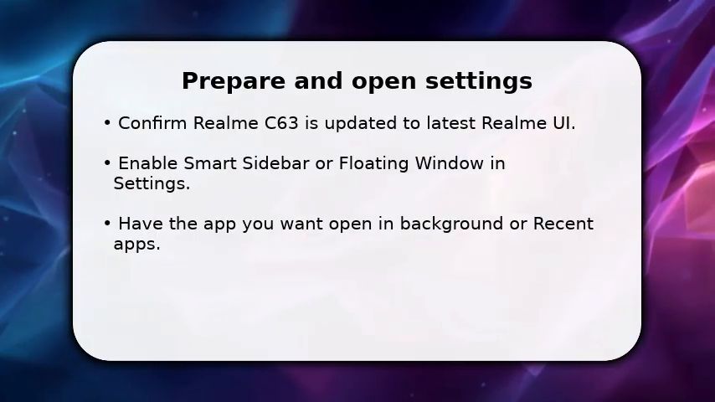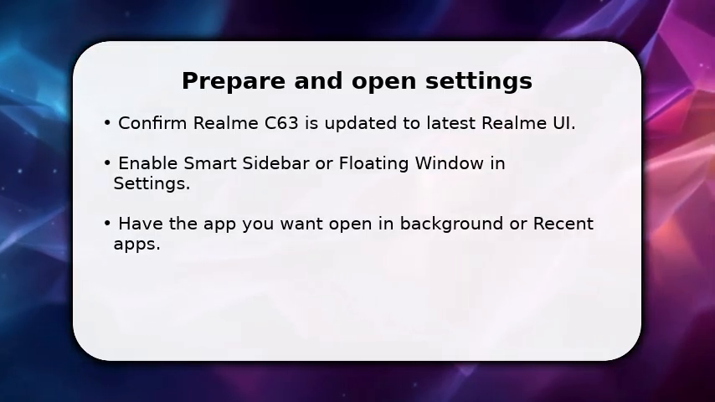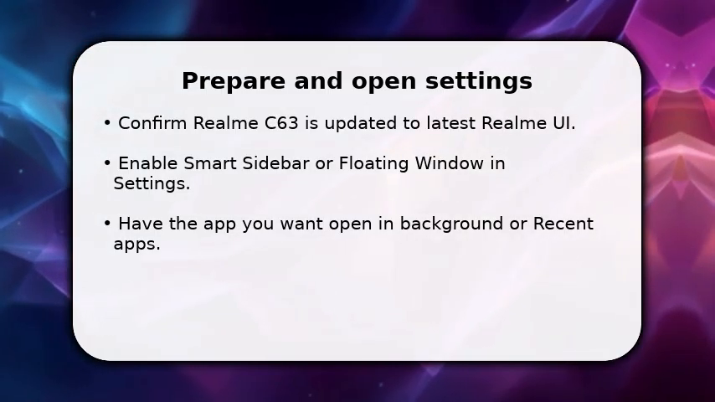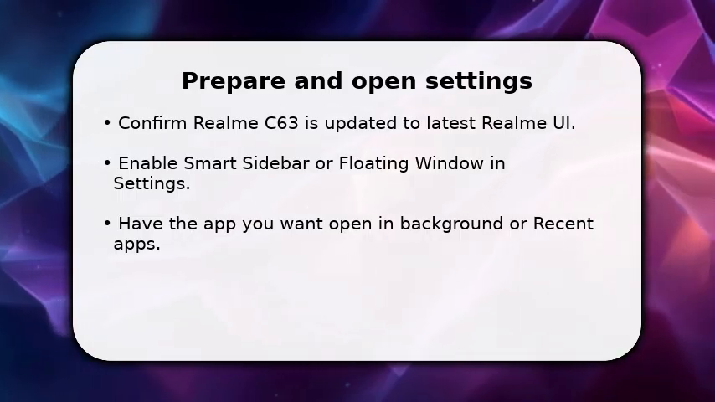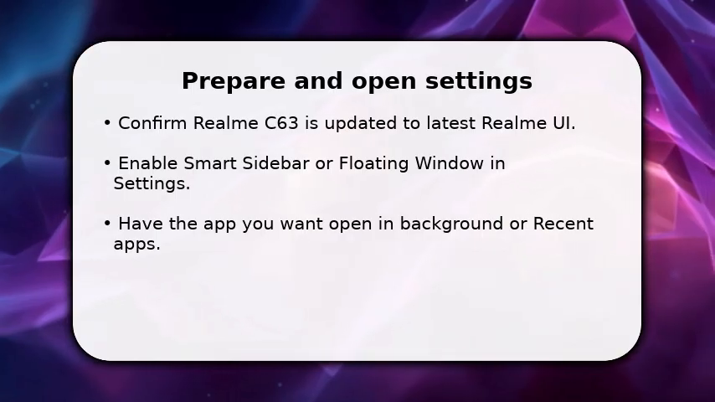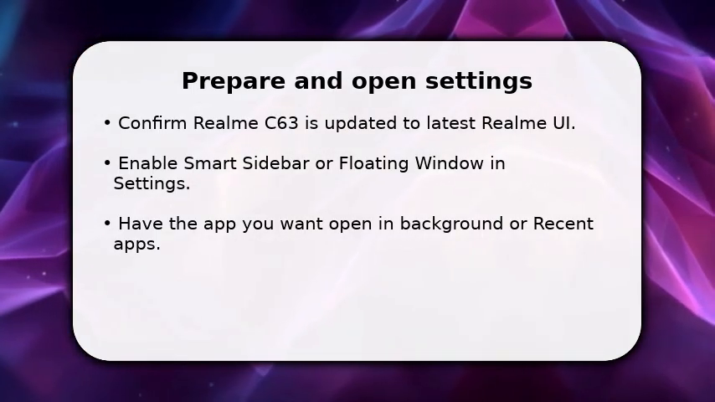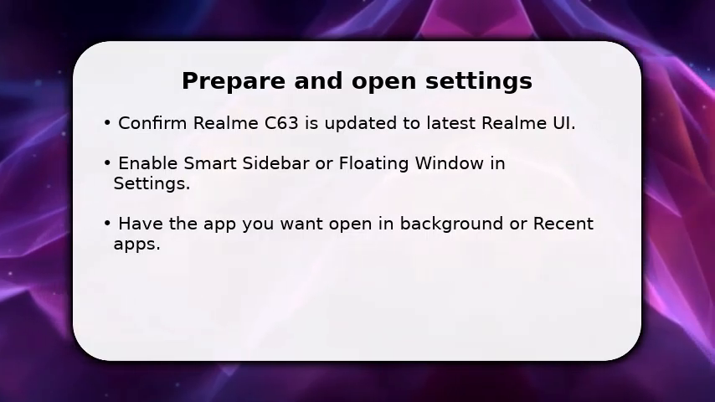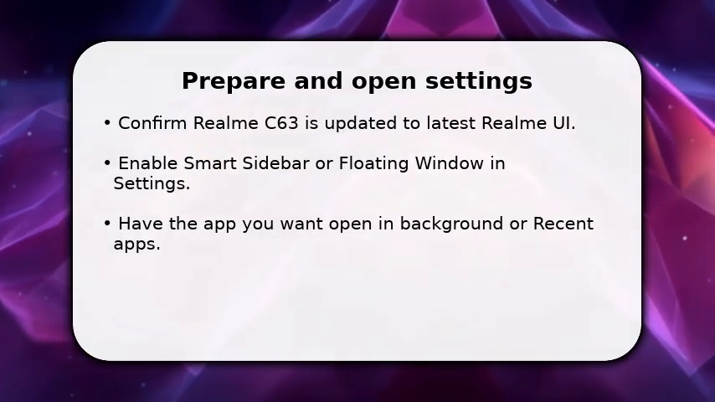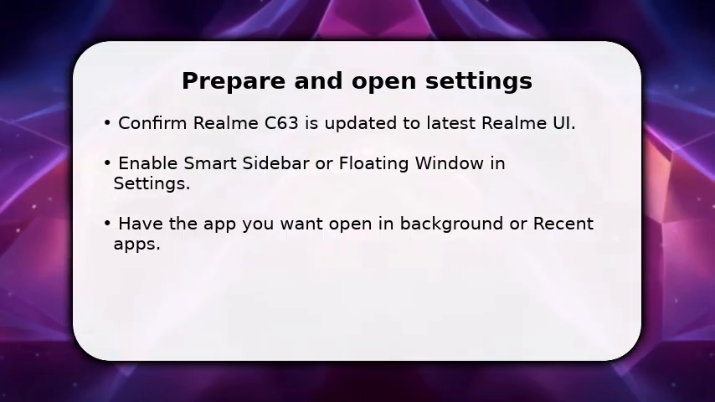You'll start by checking a couple of essentials so the floating window works. Open Settings, search for Smart Sidebar or Floating Window, and toggle it on. This allows apps to pop out. Once done, launch the app you want to float and leave it running in the background. Make sure you've granted the app standard permissions. Without permission, the system may block overlay features. This gets your phone ready and moves straight into the interactive steps.